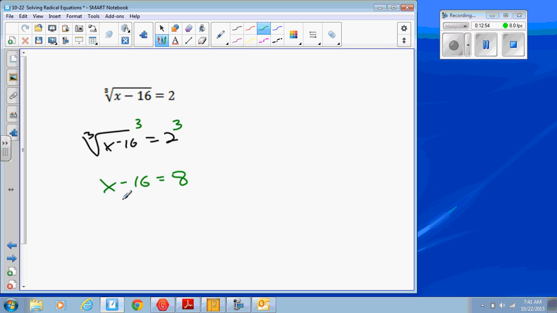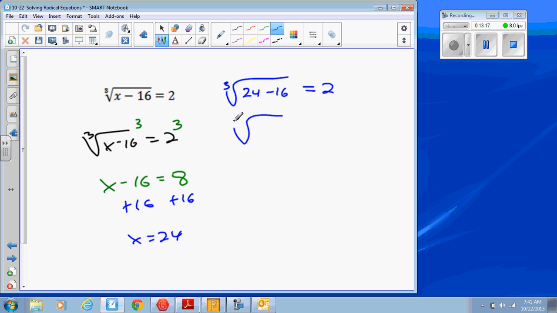Okay, now I want to solve this, and I can solve this quite easily by adding 16 to both sides. And I get x equals 24, and I want to check to make sure that works. The cube root of 24 minus 16 equals 2. I'm just replacing the x with our answer, 24. And that becomes the cube root of 8 equals 2. So 2 equals 2. That checks. This is the correct answer.